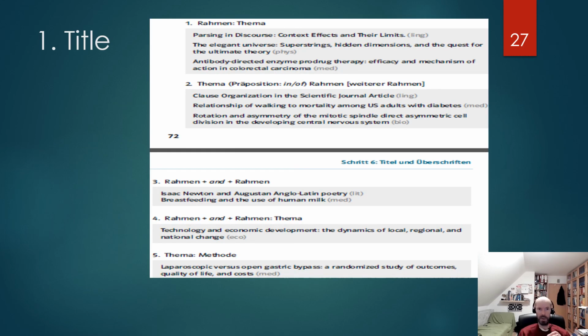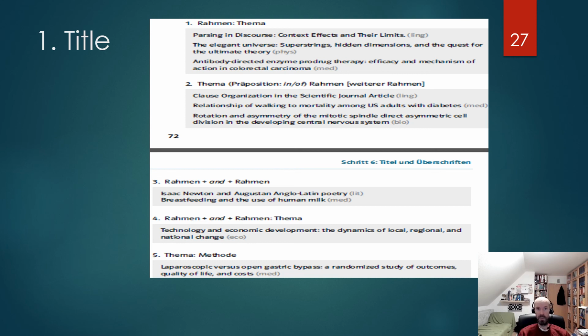Finally, you'll need to think about your title, and there are various frames that you can use for your title. For instance, I called it a frame now, and I'm using the word Rahmen here in German as well as a subordinate term. What I mean is a general schema that you can use.